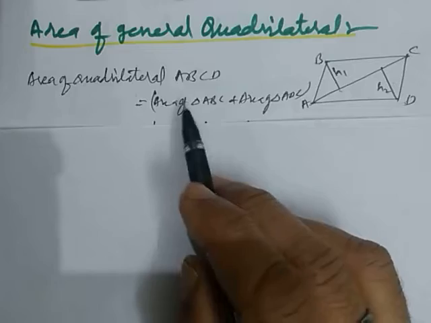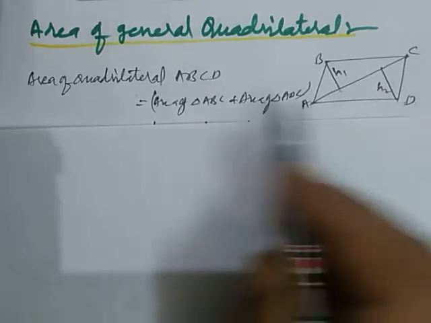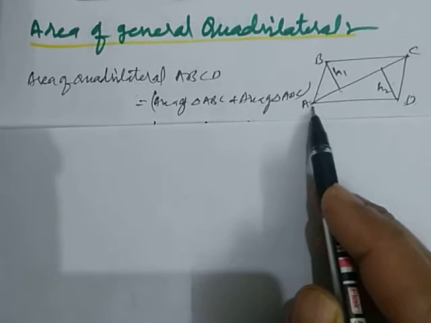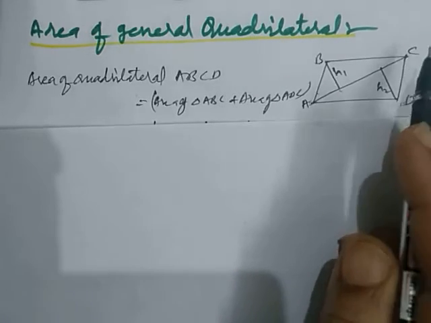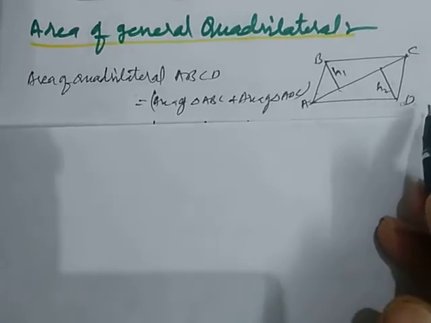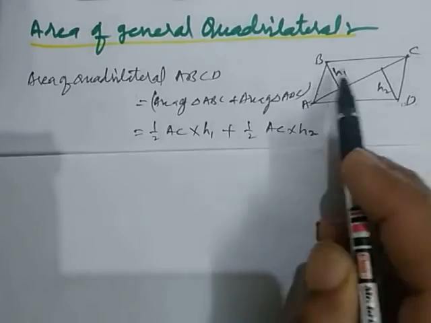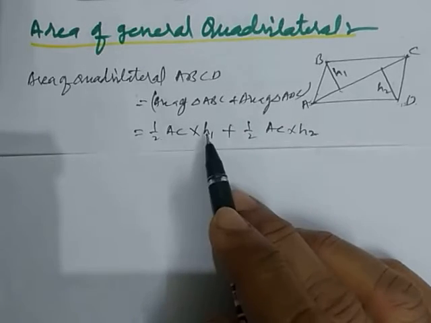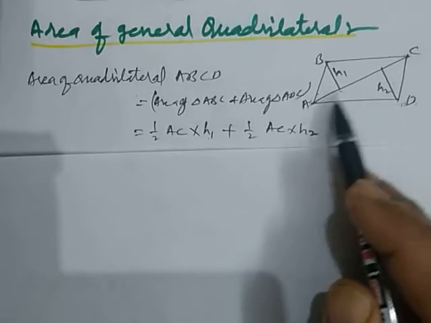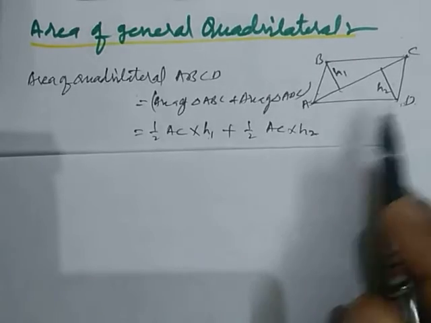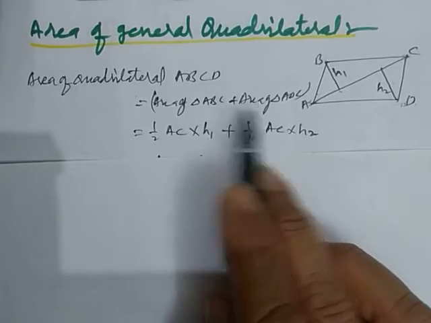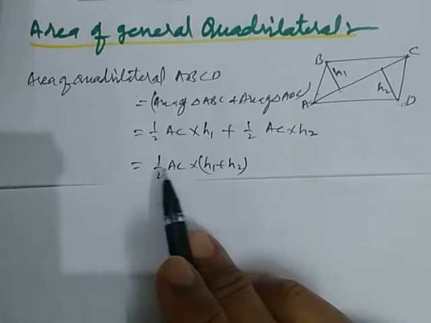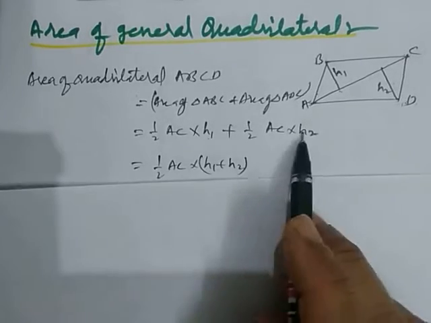The area of this quadrilateral ABCD is area of triangle ABC plus area of triangle ADC. We break it into two triangles. Now in triangle ABC, the base is AC and height h1, and in the other the base is AC and height h2. So this way we can calculate the area of both triangles. Now take AC as common and half as common: half AC into (h1 plus h2).